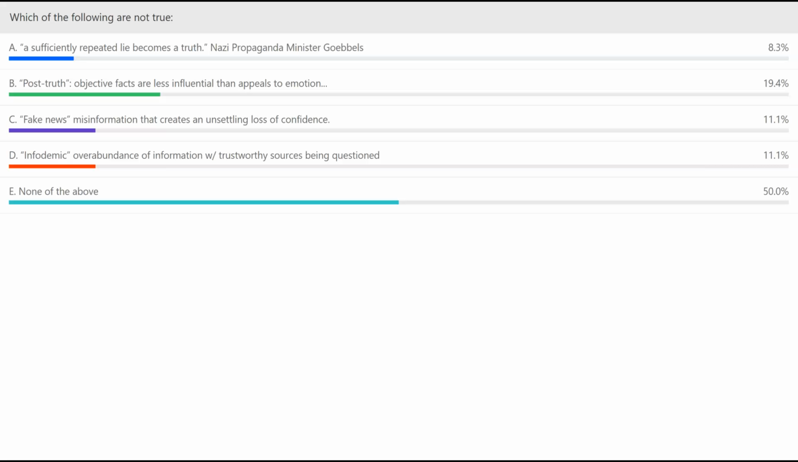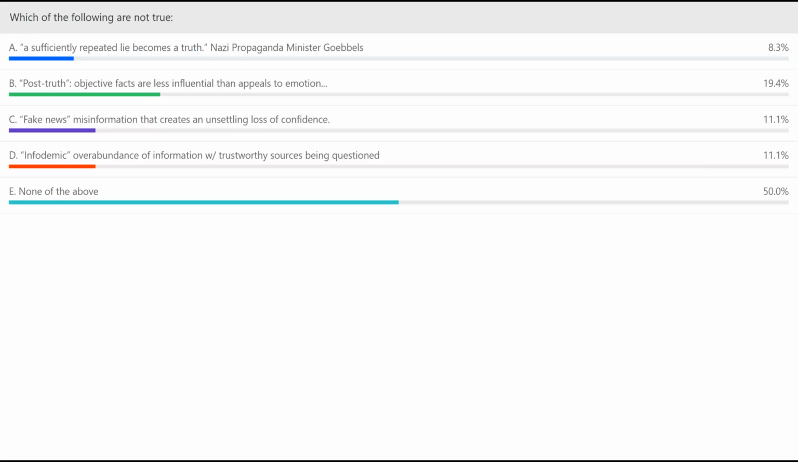Post-truth. Believe it or not, the concept of post-truth has a definition now in the Oxford Press: a set of circumstances in which objective facts are less influential than appeals to emotion and personal beliefs. That's crazy. Fake news is, in fact, misinformation that creates an unsettling loss of confidence. And we're going to talk about that here a little bit too. Infodemic, we've all heard that one.